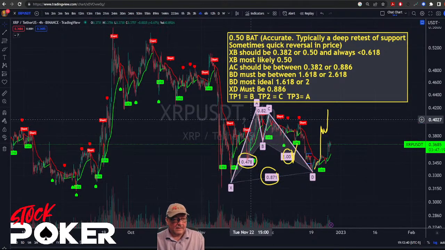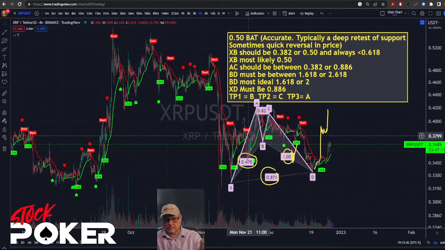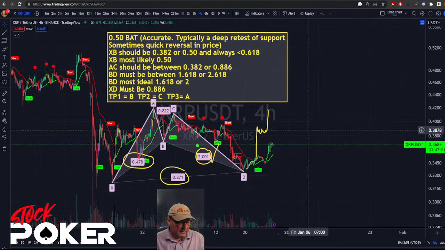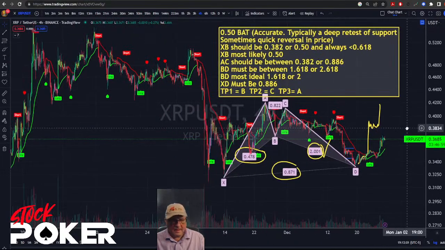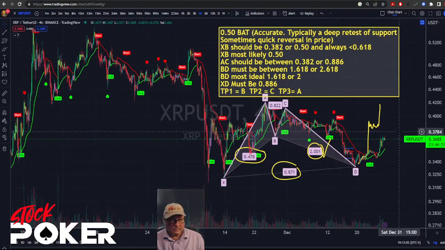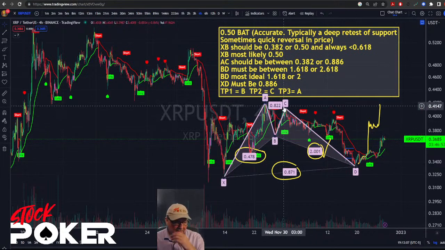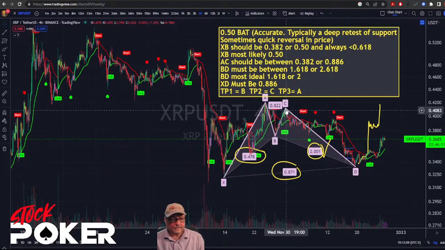The AC needs to be between the 382 and the 886, obviously. It's better if it's the 382 or the 886. Second best would be if it hit on a Fibonacci level anywhere between those levels, but it really just needs to be between those levels. And we're here at the 0.882, not exactly a fib level, it's pretty close to 886. If you discount these wicks, it could possibly be.